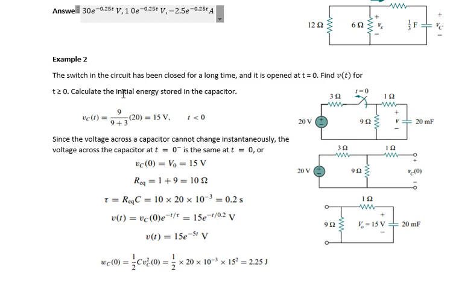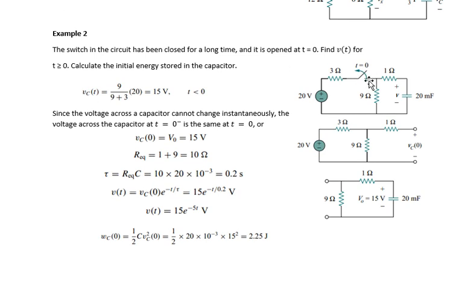The switch in the circuit has been closed for a long time. So this means the switch is on for a long time. So it is closed for a long time. This means originally, this is being connected. Then it is open at time t is equal to 0. Then the question here is find V of t for t that is greater than 0. Then, calculate the energy stored in the capacitor.